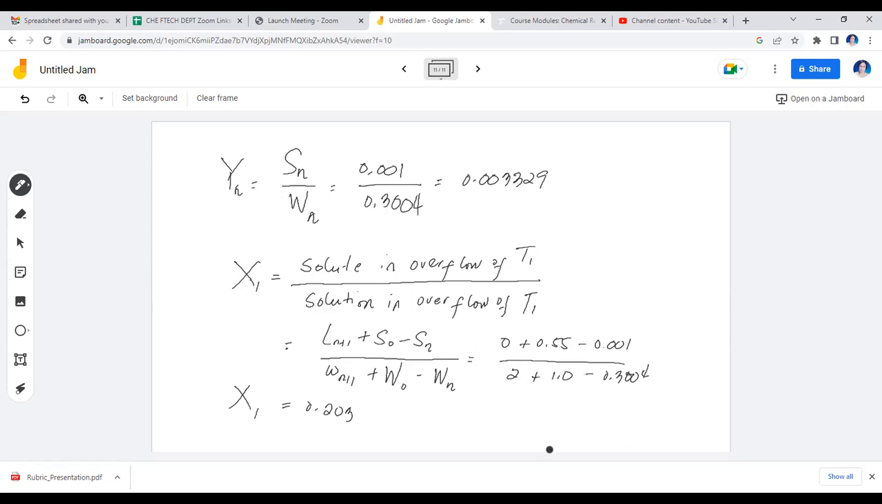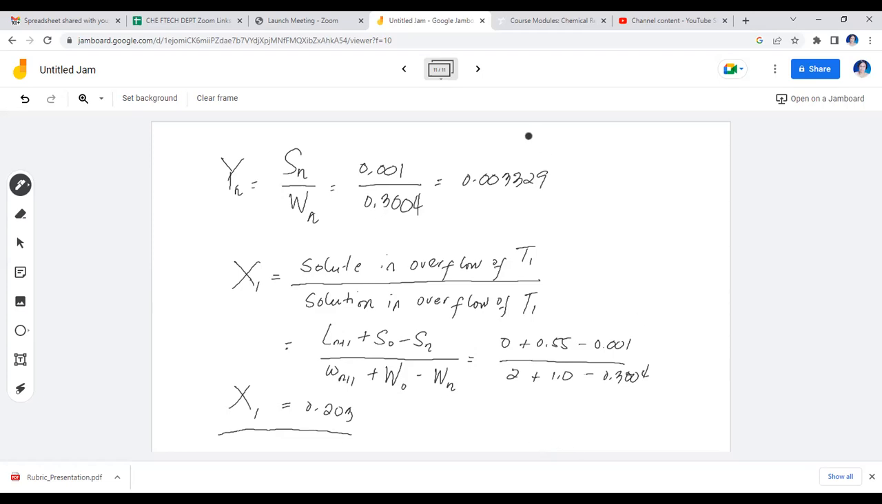This would be the solution of the concentrated wash liquor that should leave your thickener number 1. The same concentration of the solution that goes with the slurry of that same thickener. So your X1 and Y1 are actually to be equal. So this is your X1 now.